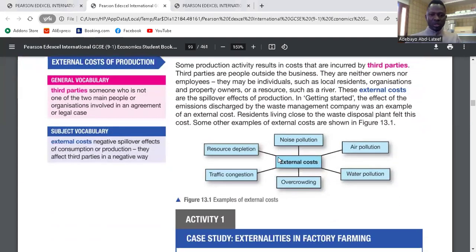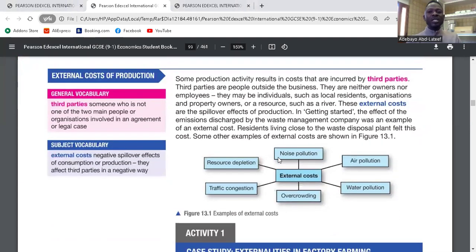External cost of production. Some production activities result in costs that are incurred by third parties. Third parties are people outside the business. They are neither owners nor employees. They may be individuals such as local residents, organizations, and property owners, or a resource such as a river. These external costs are the spillover effects of production. In getting started, the effect of the emission discharged by the waste management company was an example of an external cost. Residents living close to the waste disposal plant felt this cost. Some other examples of external costs are shown in the table.